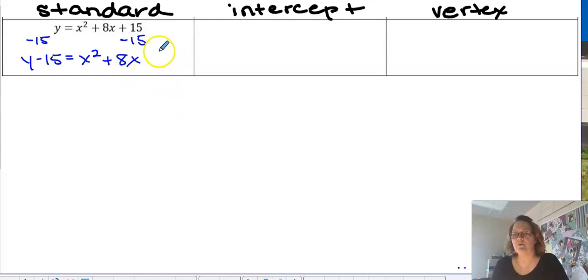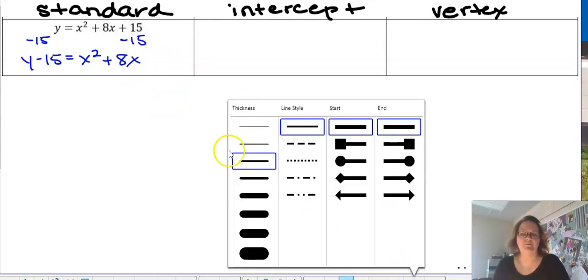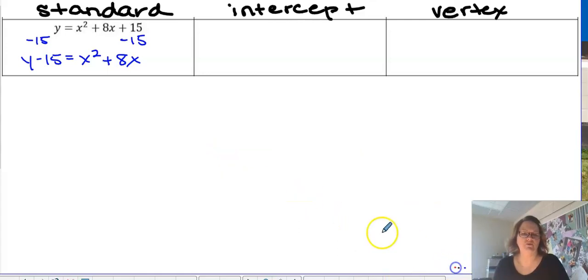And then to find the number that goes out here, again, I would take the middle term, divide it by 2, and then square it. So I would take 8, divide that by 2, and then square that number. So that would be plus 16. Well, if I add plus 16 on this side, I have to add plus 16 on this side also. And I'm just going to put it right here.